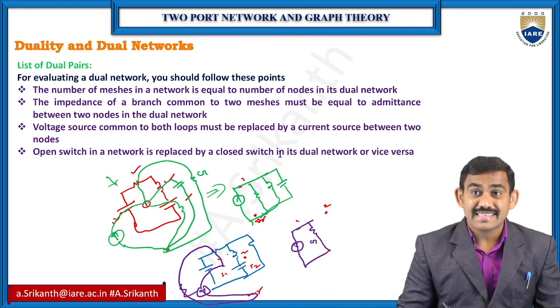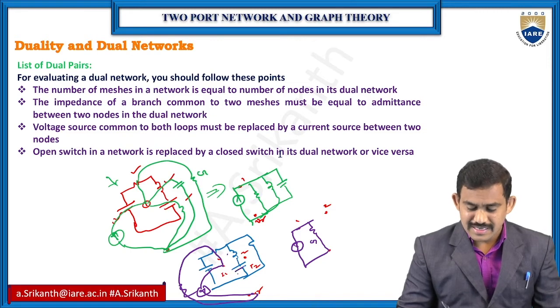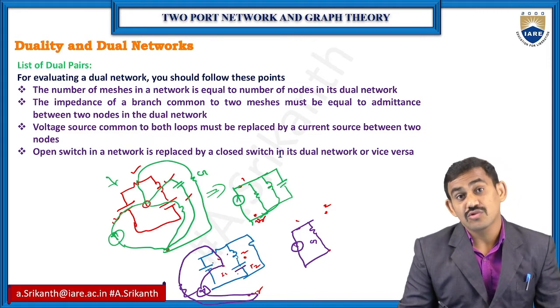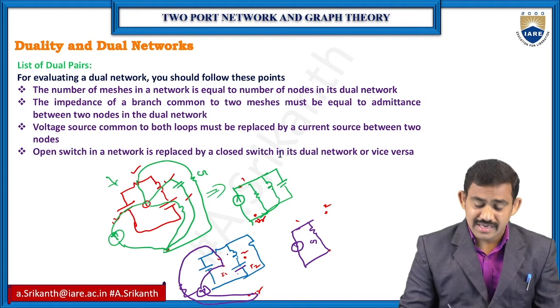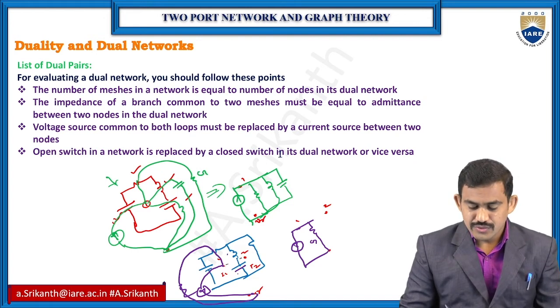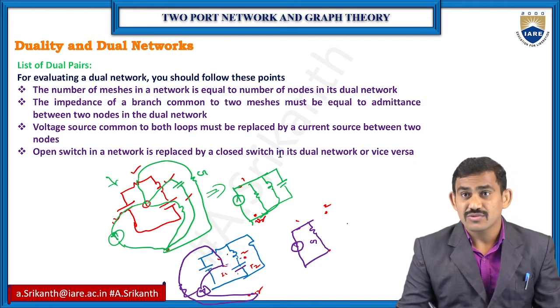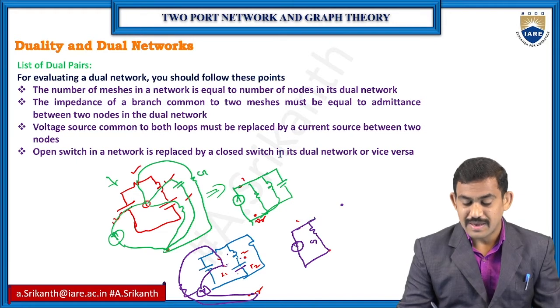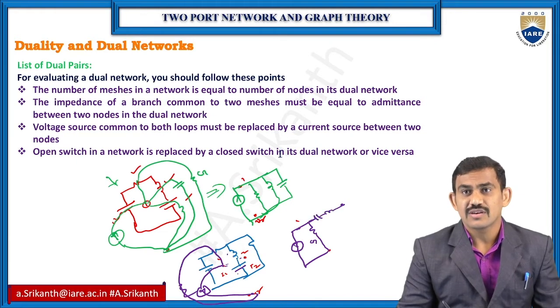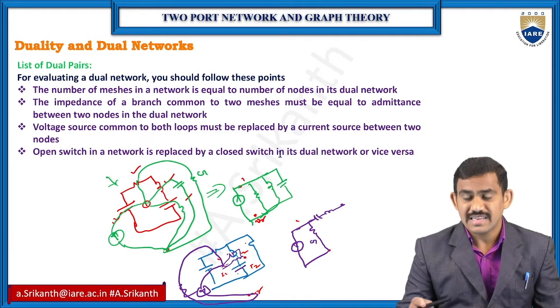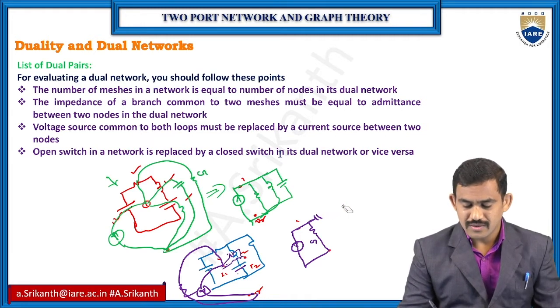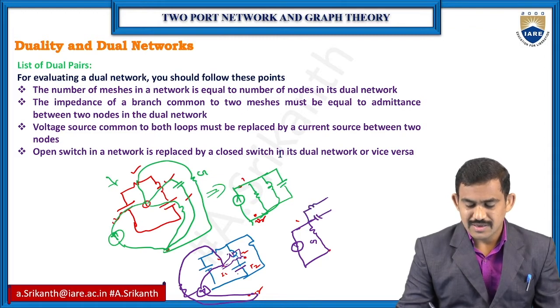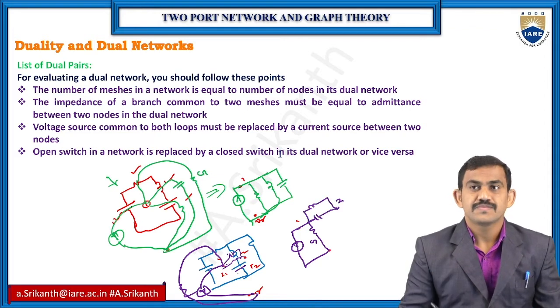Now coming to the inductor and capacitor. How many currents do we have? For the inductor we have two currents and the capacitor also two currents: the I1 current and the I2 current. So between 1 and 2 I have a capacitor and an inductor. The inductor is converted to capacitor. Between the same nodes 1 and 2 I have one more: the inductor as well as the capacitor.